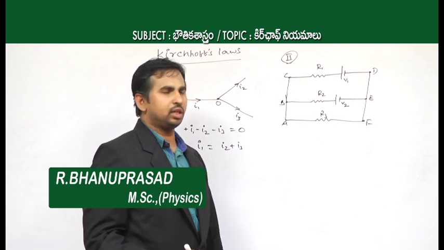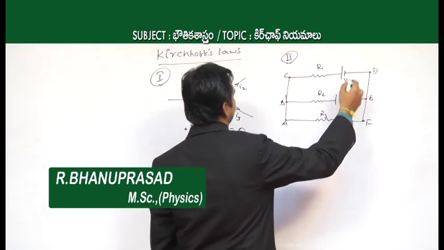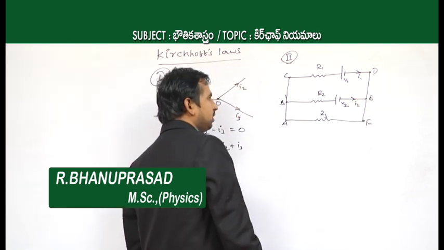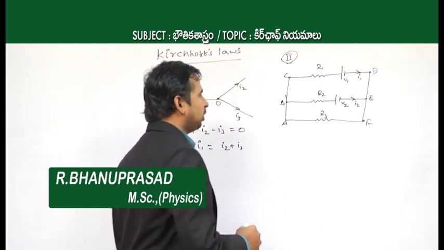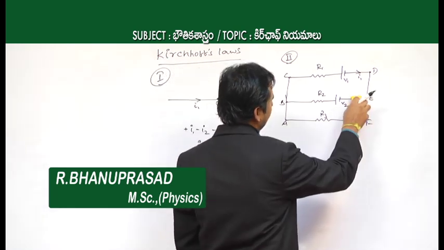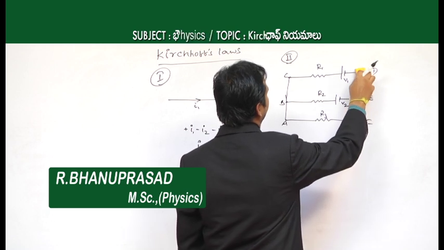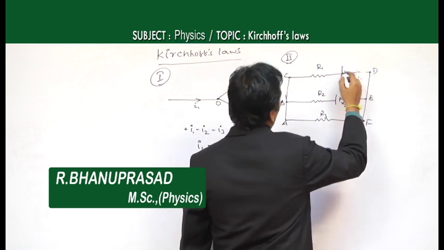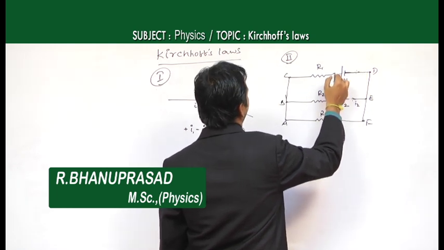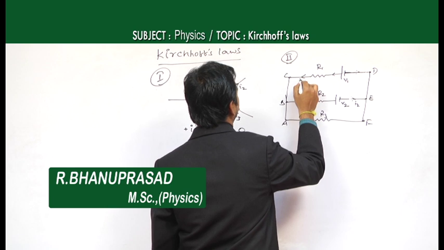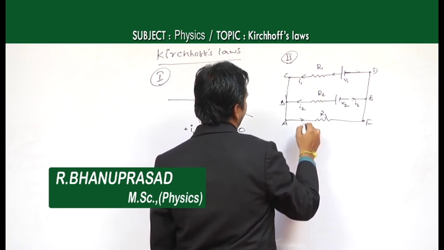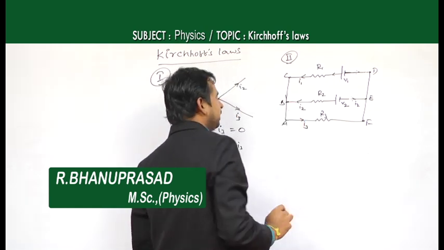Let us suppose I1 is the current passing here, and I2 is the current passing here. Where you have a negative voltage, let us suppose you take the current in the opposite direction, as the current always goes from low potential to high potential. As it is going from high potential to low potential, let us suppose the current coming in here is I1, here I2, and here going out is I3.